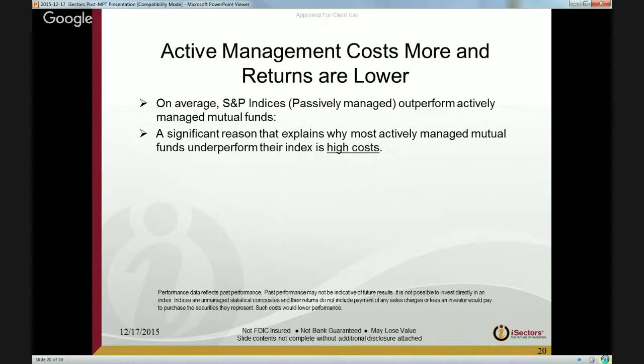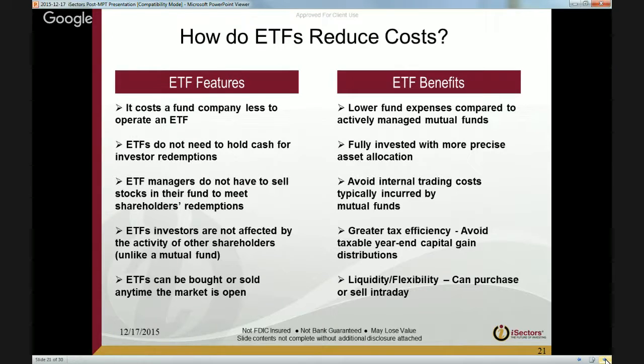So what's the solution? Well, we believe ETFs are a great passive solution. Why? Because ETF fund companies cost less to operate versus actively managed mutual funds, who have to pay a fund manager to operate the fund. ETFs don't need to hold cash for investor redemptions, so you remain fully invested for more precise asset allocation. ETF managers don't have to sell stocks in their fund to meet shareholder redemptions like mutual funds do, so you avoid the internal trading costs incurred by mutual funds.